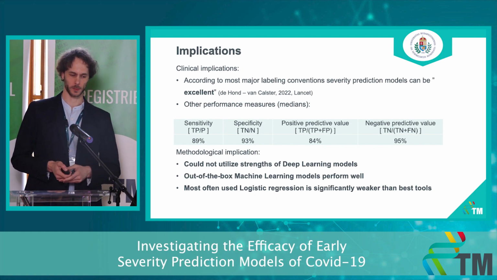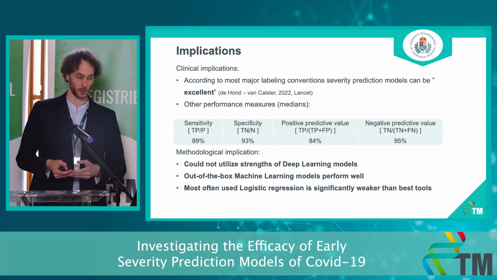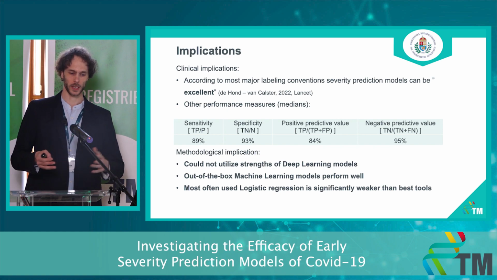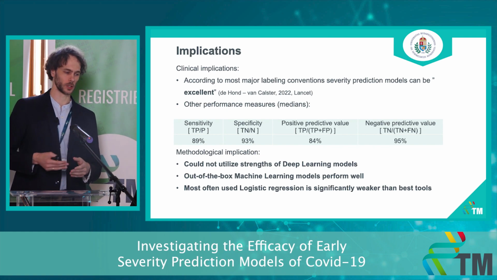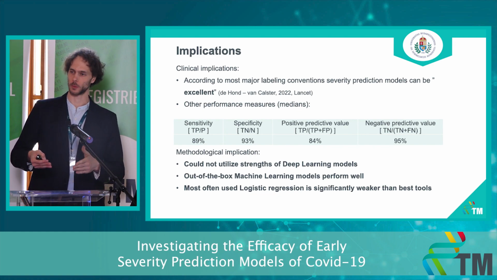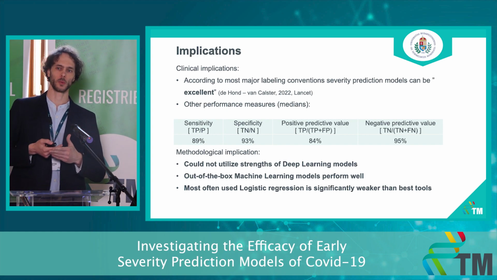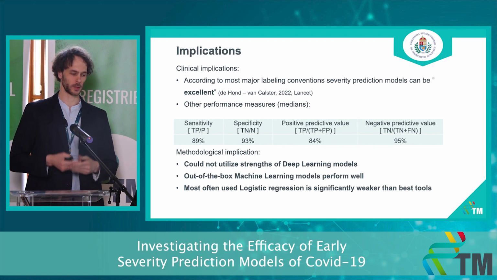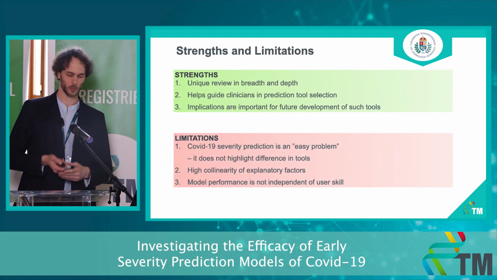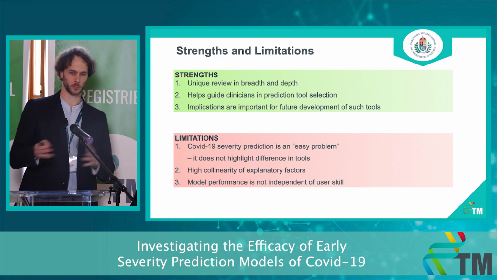And the other performance measures seem to be high as well. And the methodological implication is that, well, we didn't see better performance for deep learning models. Looks like in this problem setting, the advantages could not be utilized. And we also see that out-of-the-box machine learning models, for example, boosting, work best. And the most often used model type, the most simple to implement logistic regression, is significantly weaker than the best available tool. The strength of this study, I think, is that it's a unique review in both terms of depth and breadth.